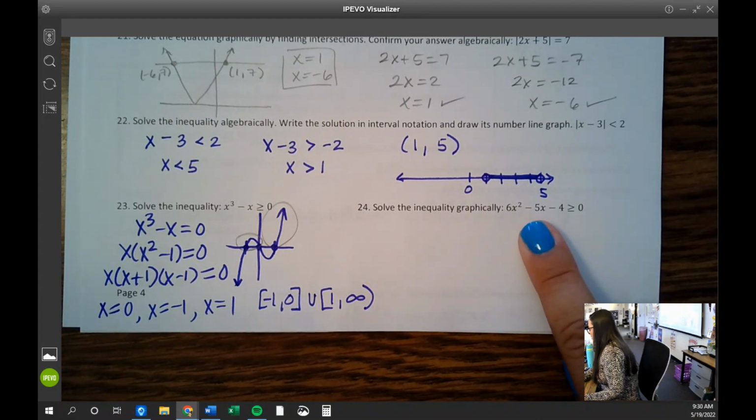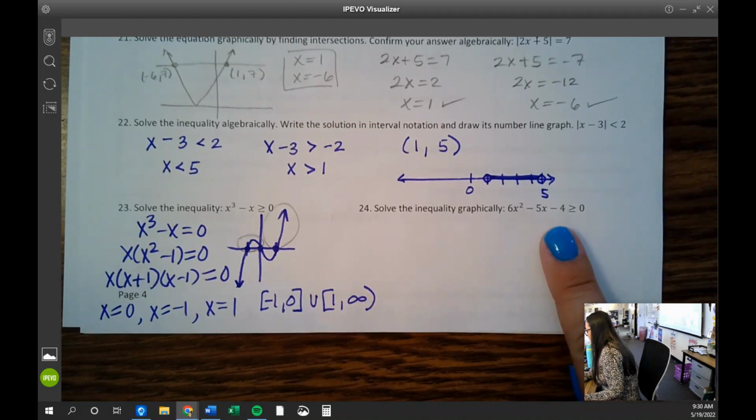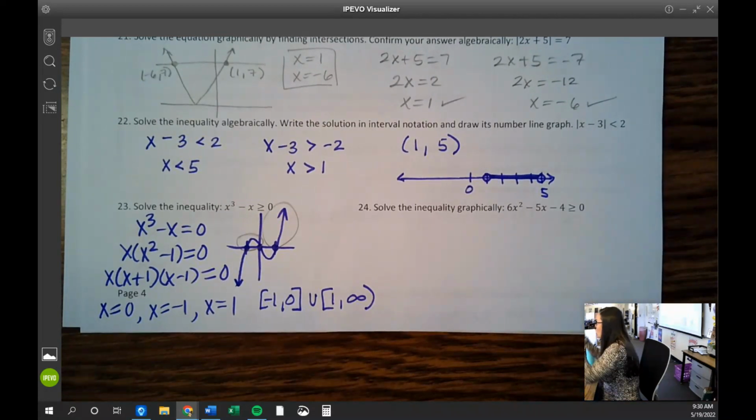Right? Because what do I know about 6x squared minus 5x minus 4? I know that that's a parabola, right? And if I know where it equals 0, I can then figure out, based on what I know about parabolas, where it's going to be greater than 0.